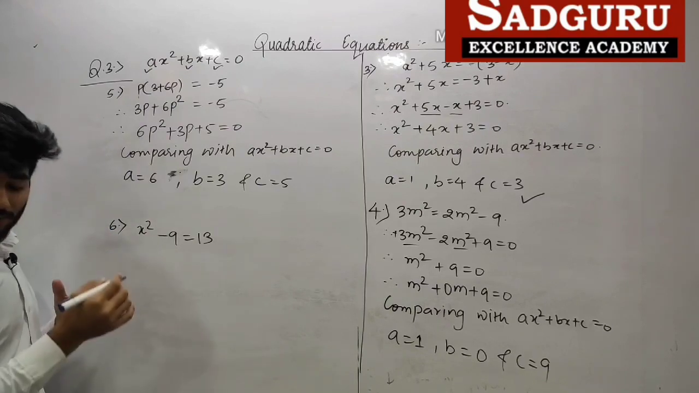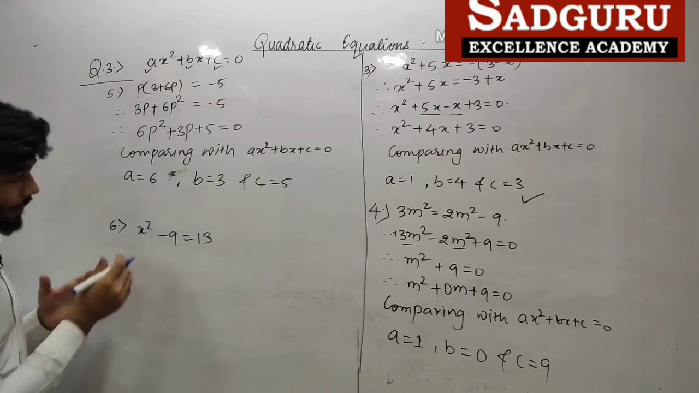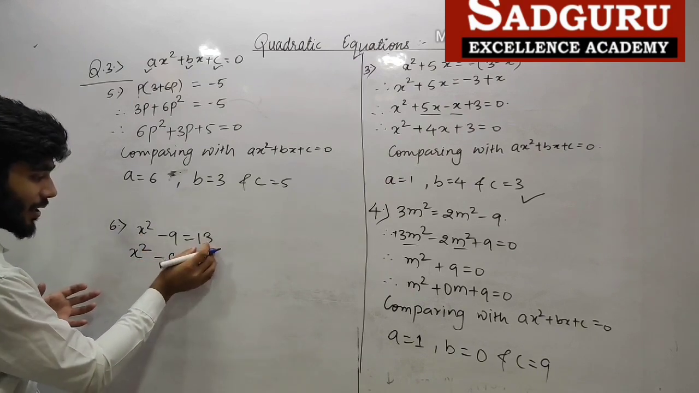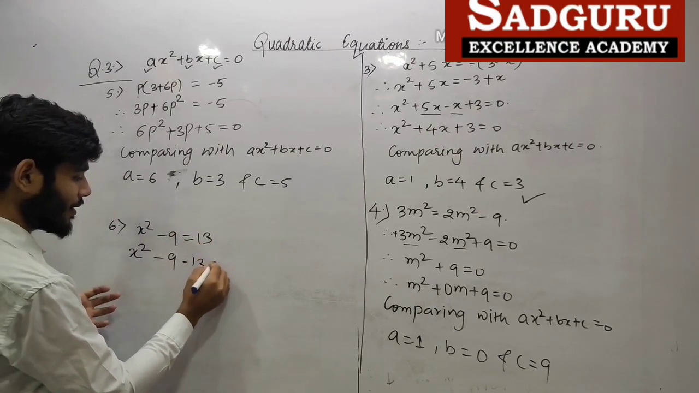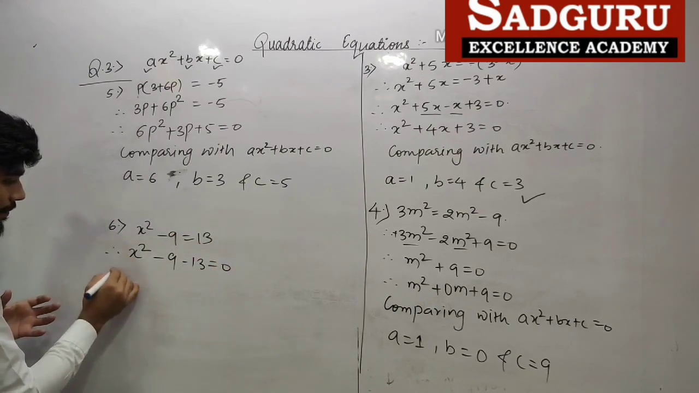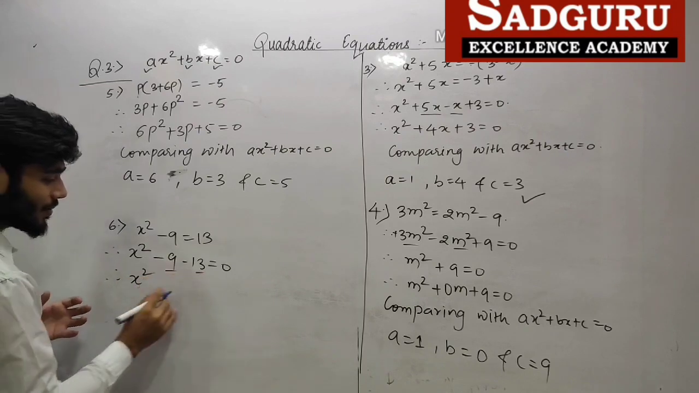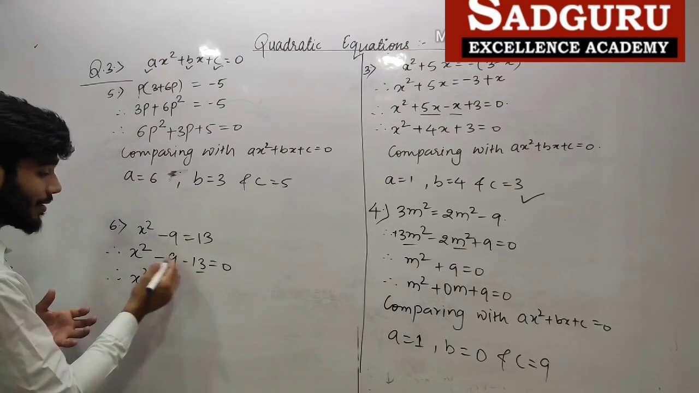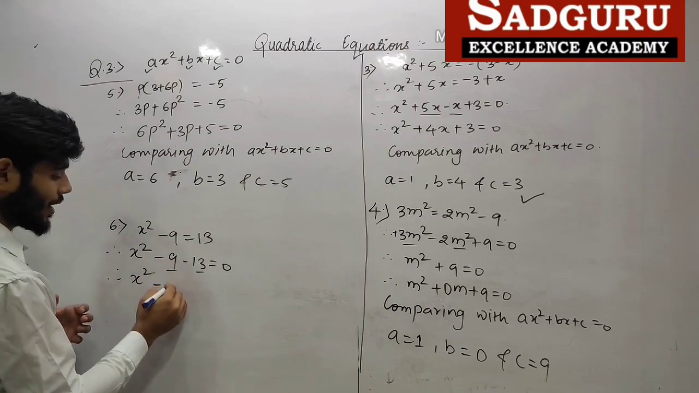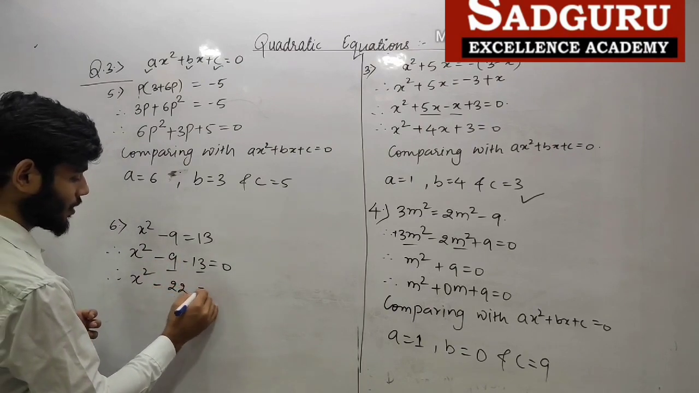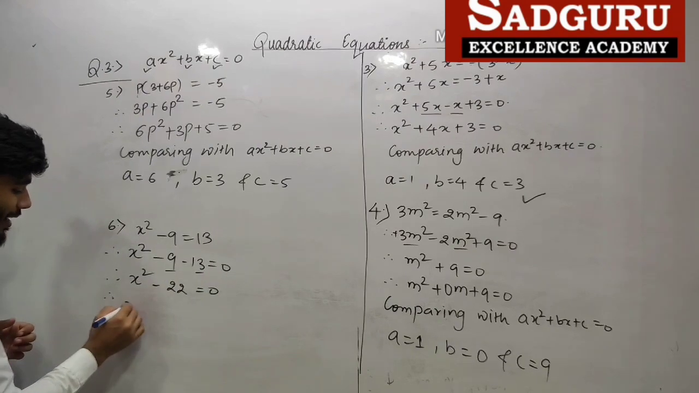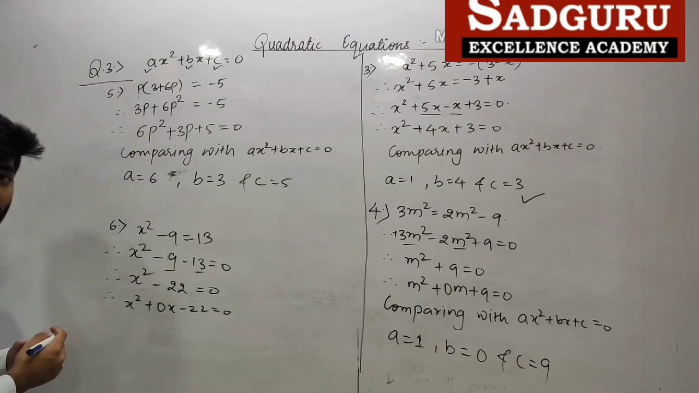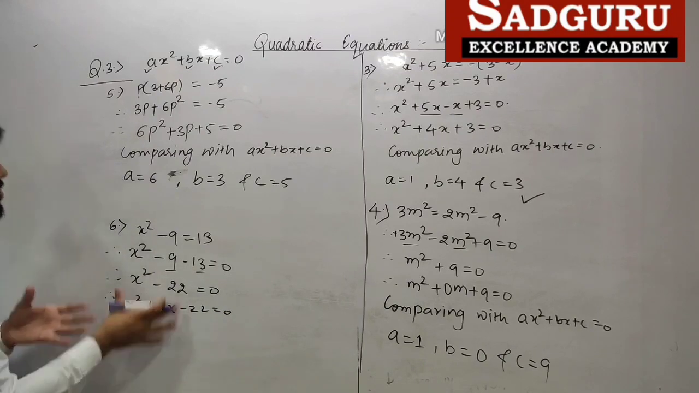First we'll write in the general form, and so here it becomes x square minus 9, this 13 will come this side and becomes minus 13. Yes, so x square like terms and minus minus becomes plus. Obviously we do the addition but the sign remains the same, so minus and becomes 22 equal to 0. So this can be written as x square plus 0x minus 22 equal to 0, right? So now this looks like the general form.